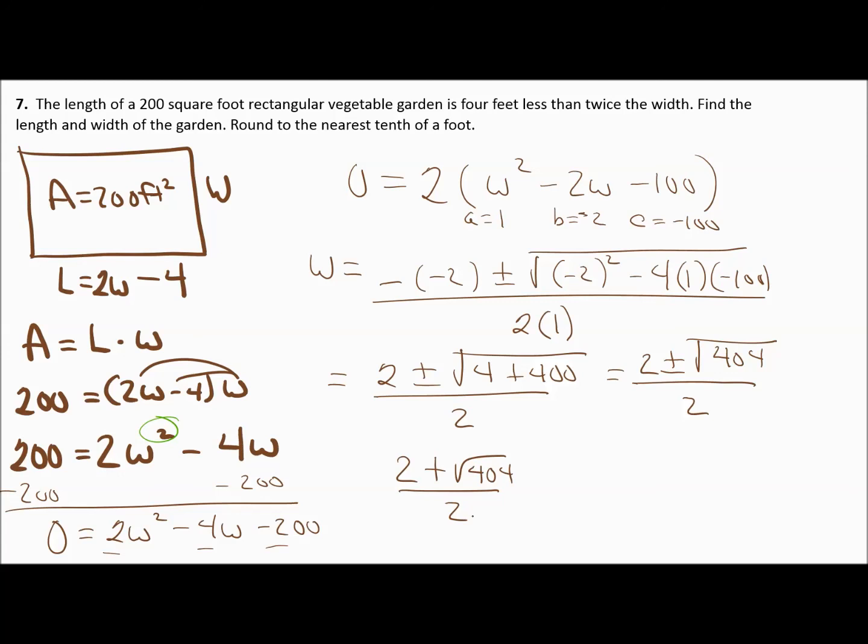Okay, I got 11.049, so that would be approximately 11. Whereas when I calculate 2 minus the square root of 404, I get a negative. So the minus one is out because we're talking about, again, the length of a side. So it asked for the length and the width. Remember this is W. If the width is about 11, then the length is going to be 2 times 11 minus 4. 2 times 11 is 22, minus 4 is 18.